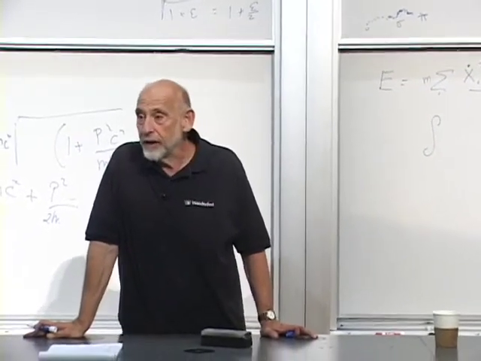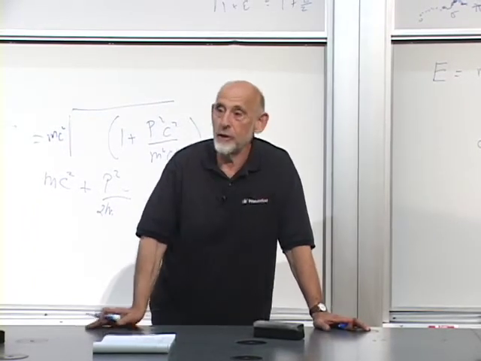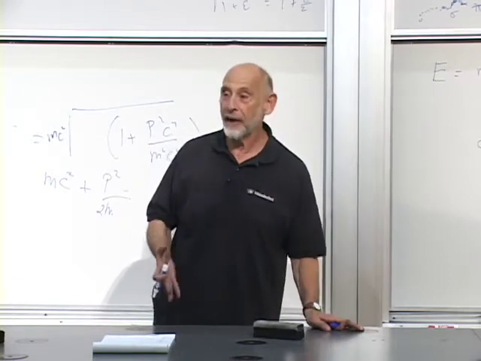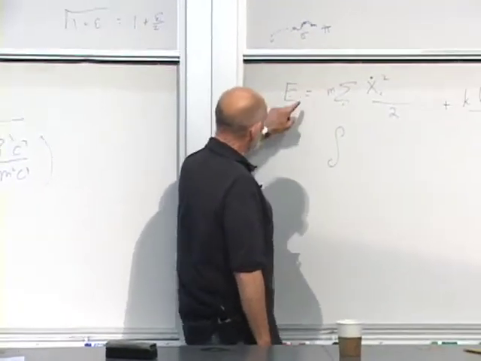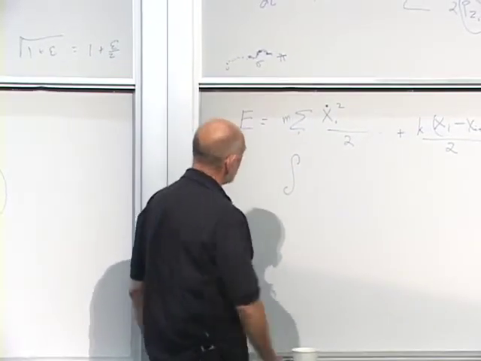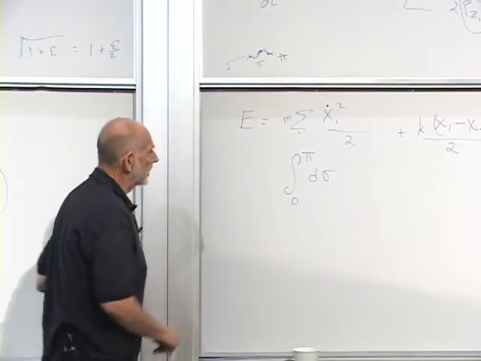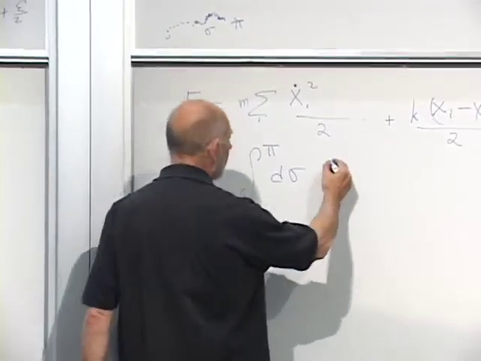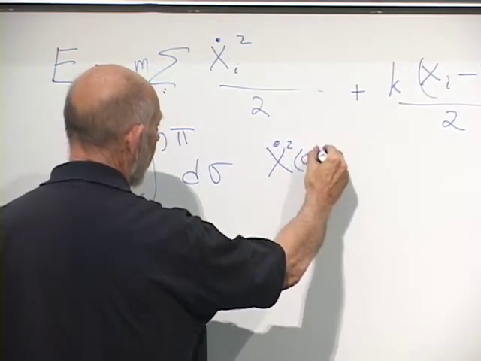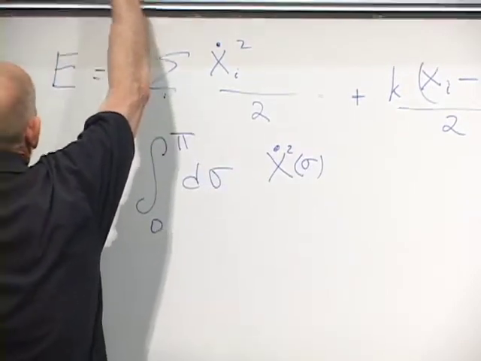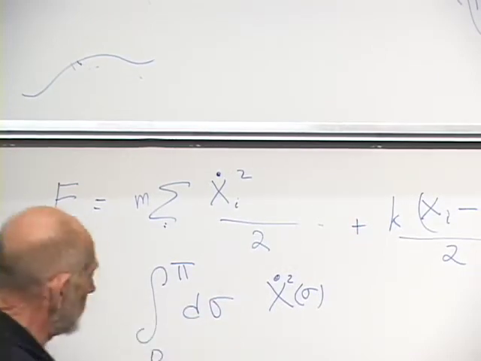It will be useful to call it pi. The reason is later on we're going to study closed strings, which go all the way around in a loop, and it's nice to say they go from 0 to 2 pi. But this one goes from 0 to pi. So this sum over the mass points is going to be an integral from 0 to pi, d sigma, adding them all up, and we're going to have the kinetic energy of the little element of string at point sigma. We have a continuous string now. We take a little element at point sigma, take its velocity squared and divide by 2.